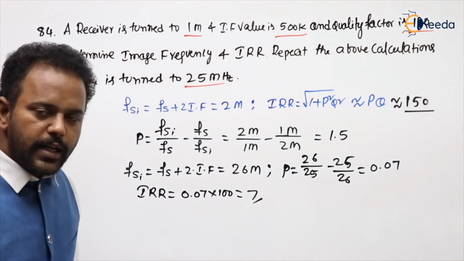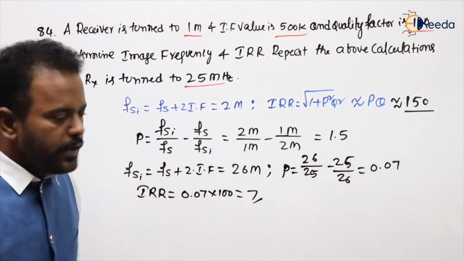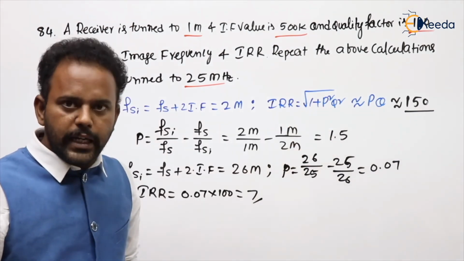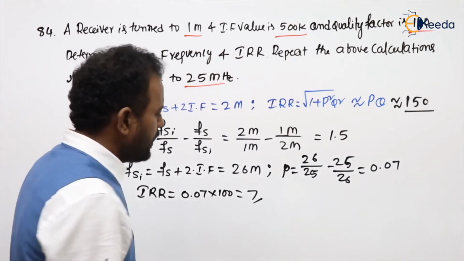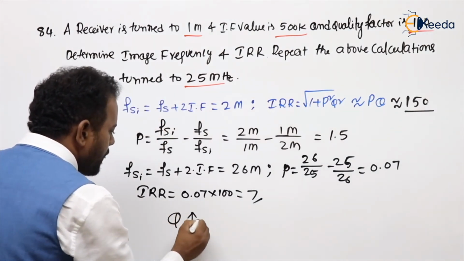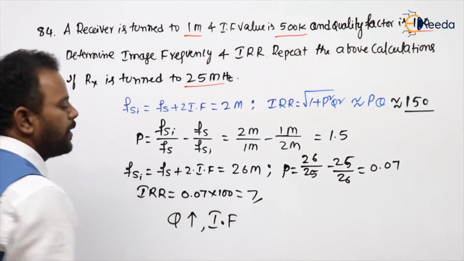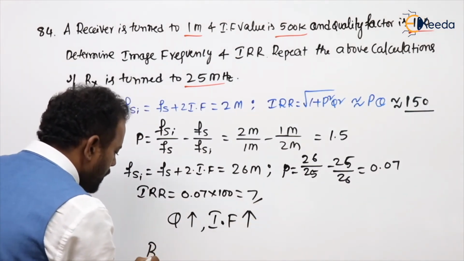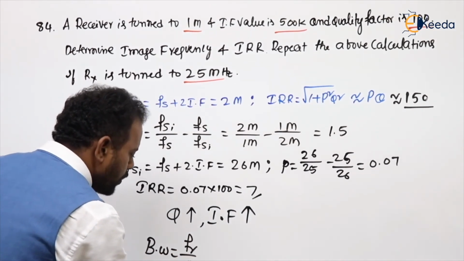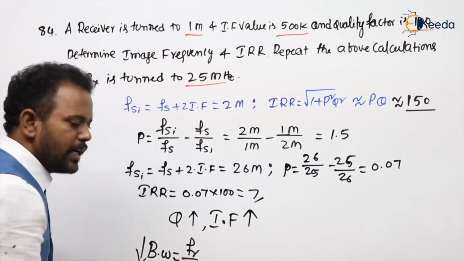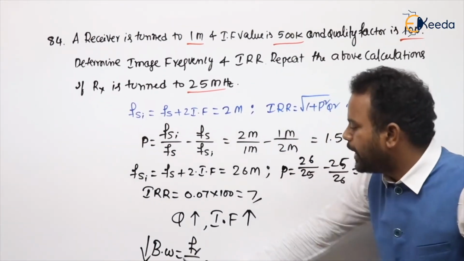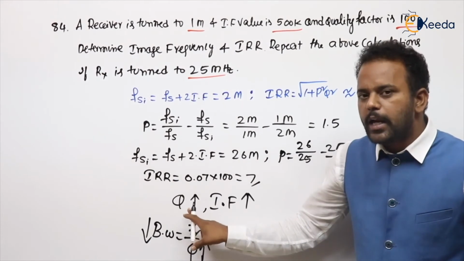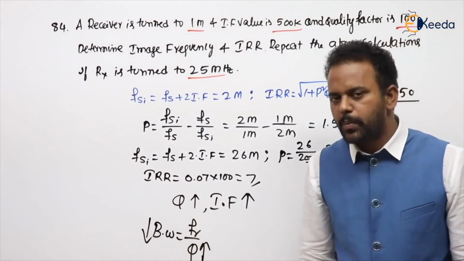What is the formula for IRR? IRR equals root of 1 plus P squared Q squared. It means, if we want to increase the IRR value, either I have to increase the quality factor or I have to increase the IF value. If I increase the quality factor, we already know that bandwidth equals FR by Q. Q increasing means bandwidth will decrease, but we need the minimum bandwidth to be 10k. So increasing the quality factor to increase IRR is not a preferable option because bandwidth is decreasing.